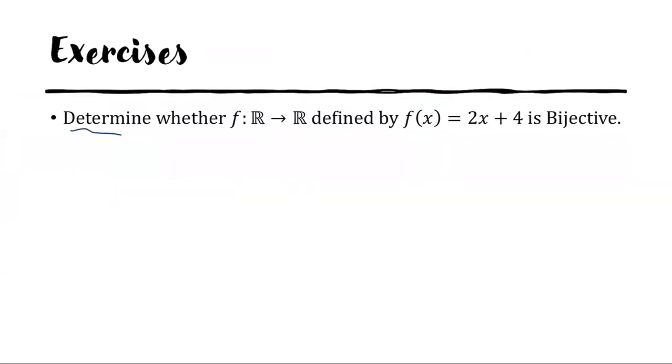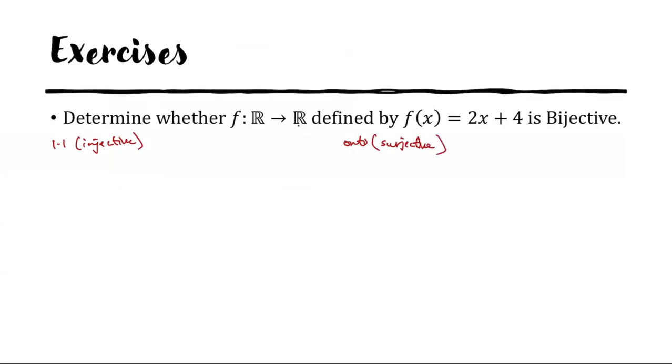Okay, so now we want to determine whether the function from the set of real numbers to the set of real numbers defined by f of x equals 2x plus 4 is bijective. To show something is bijective, we need to show it's one-to-one, which means injective, and we need to show it's onto, which means surjective.